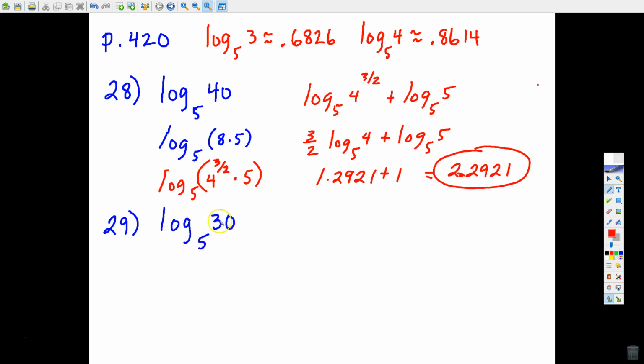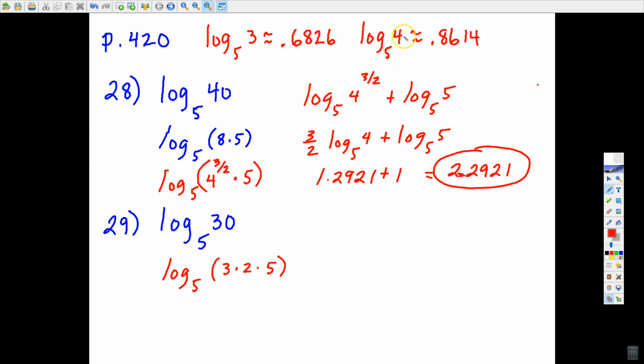Okay, this one's similar. Again, I wanted to do this for you because we didn't have anything quite like this in your notes. So let's start off with a way to express 30 like we did in class. We could say log base 5 of 3 times 2 times 5. 3 times 2 is 6, times 5 is 30. Well, I've got log base 5 of 3, no problem. I don't have log base 5 of 2. I do know what log base 5 of 5 is, so the problem's going to be here.